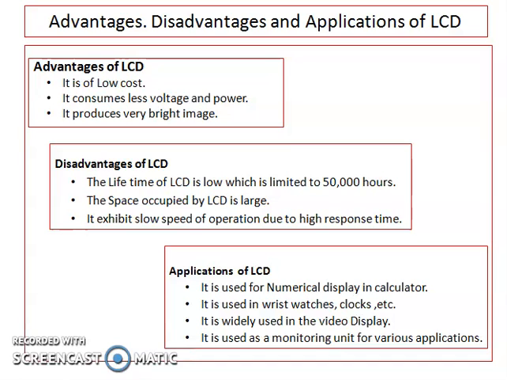And some of the applications of LCD are: it is used for numeric display in calculators, it is used in wristwatches and clocks for display purpose, it is widely used in video displays. It is also used as a monitoring unit for various applications. Wherever the display is needed, then we can make use of the LCD, like diode and transistor or any other electronic component. LED and LCD are two important optoelectronic components that are widely used for commercial purposes as well as for household applications.